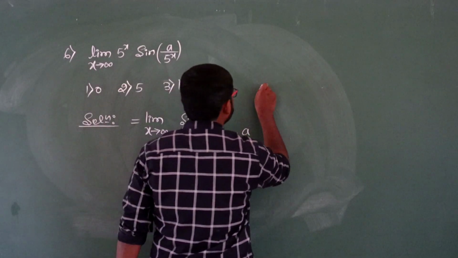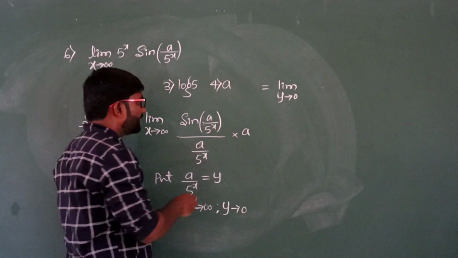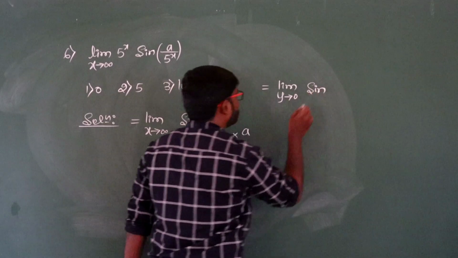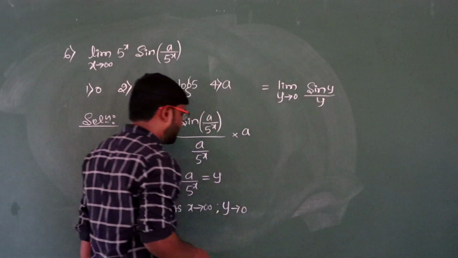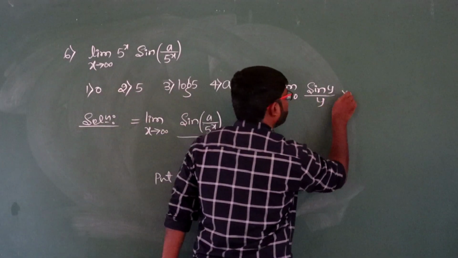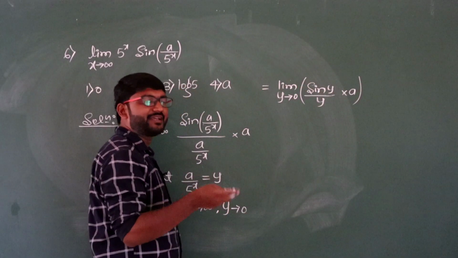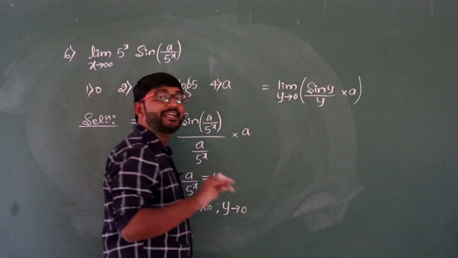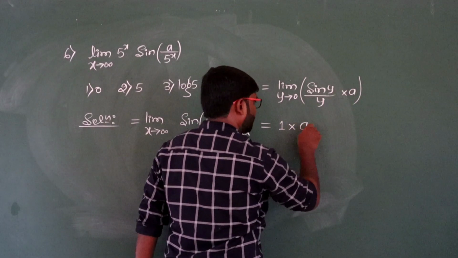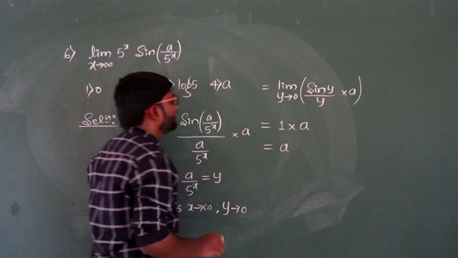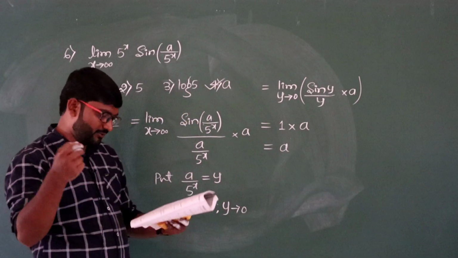So rewrite the limit now. Limit y tends to 0. Now sine, what is the substitution here? This is nothing but y. Sine y by y, and I will write this a as it is. It is a. Now apply the limit for the first term to the second term. After applying the limit, this becomes 1. It is the sandwich theorem. So 1 into limit of a constant, it is a constant. We get a. 1 into a, it will be a. So option 4 is the correct answer. Note down this, then we'll go for the next question.